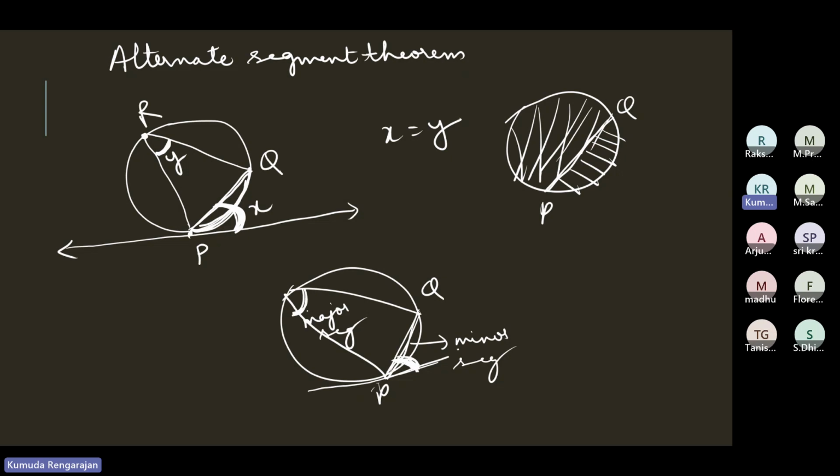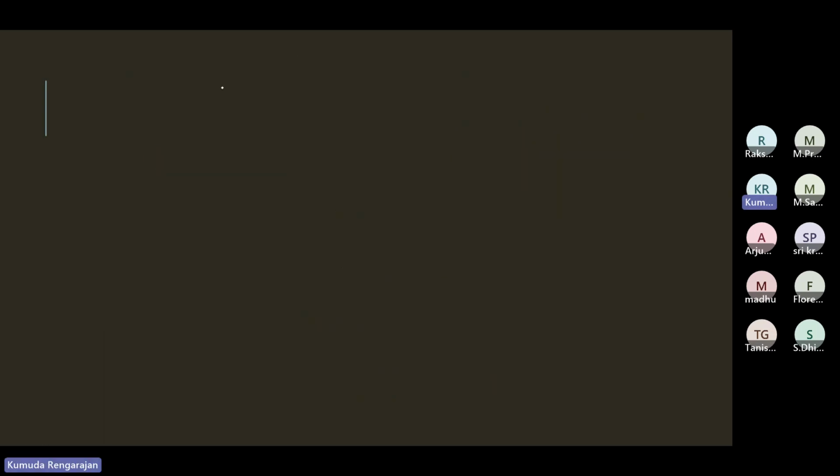An angle should be subtended by the chord in one segment, and the angle between the tangent and the chord should be in the other segment. That's why it is the alternate segment theorem. One in the minor segment, the other in the major segment. So I'll show you again.